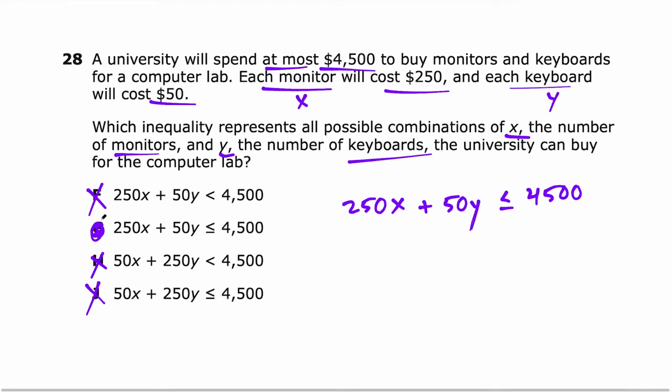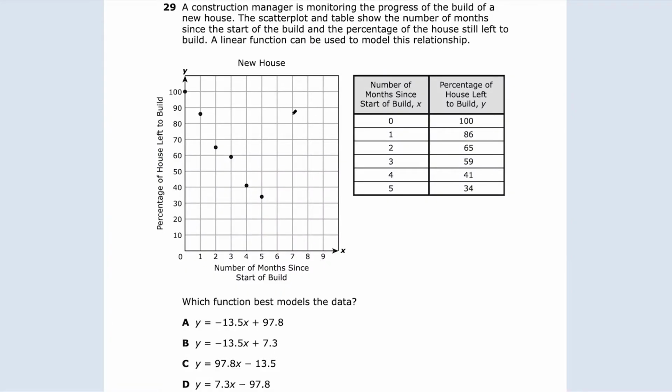Definitely choice G. So question 29, we have a whole lot going on. We have a word problem, we have a scatter plot, and we have a table, but all we're looking for is which function best models the data. So this takes some of the stress off, because it tells us at the end we just need to come up with a linear function, because I'm noticing every answer choice here is a linear function.